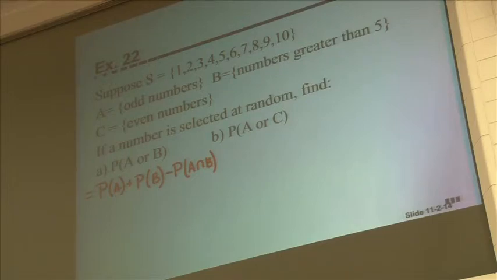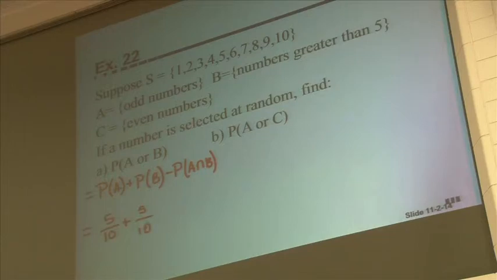All right, here we go. In terms of odd numbers from our sample space, how many odd numbers are there? 5 odd numbers. And how big is your total sample space? 10. So the probability of choosing something that's an odd number, so something from set A, is 5 out of 10. How about something from set B? How many numbers are greater than 5? 5. There are 5 numbers greater than 5, and our total sample space is size 10.